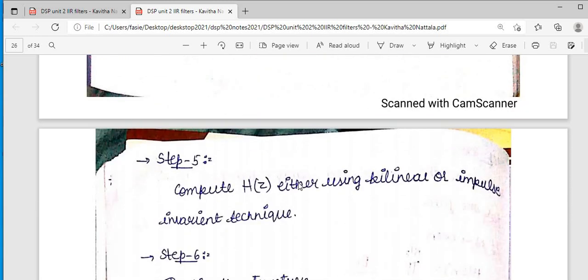After getting that, we need to find step 5, right, students? What is step 5? Compute H(z) either by using the bilinear or the impulse invariant method. We know the bilinear, right? Wherever s is there, we can substitute 2/T times (1 − z^−1)/(1 + z^−1). We can substitute that, and find by using bilinear or impulse invariant. How do we obtain the impulse invariant? The same factor 1/(s + p) gives rise to 1/(1 − e^(−pT) z^−1). These two methods we can use.